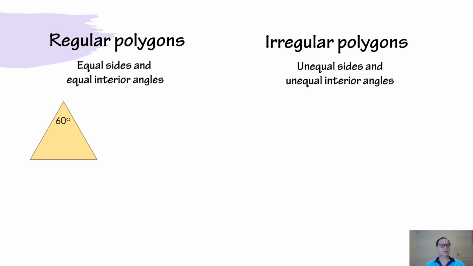This is an equilateral triangle. The angle is 60 degrees. The sides are all the same length.